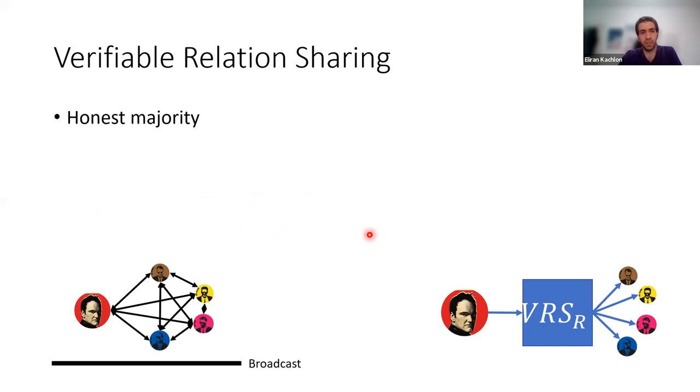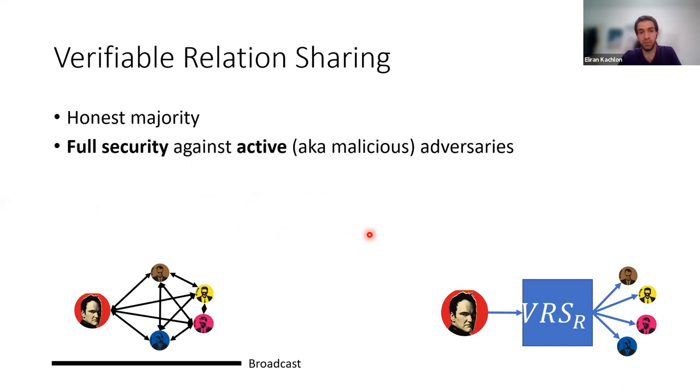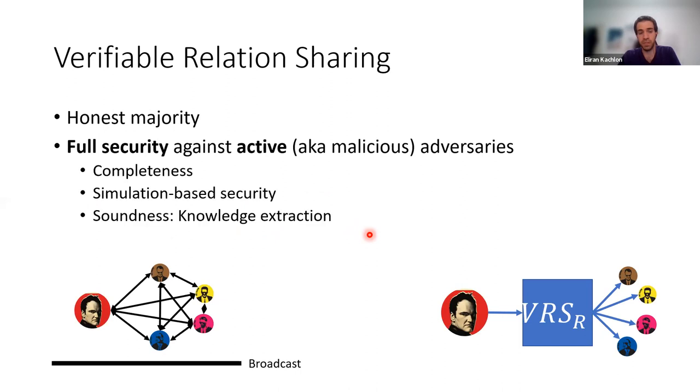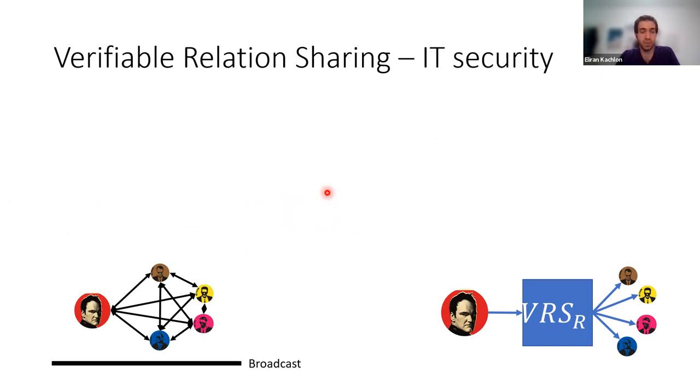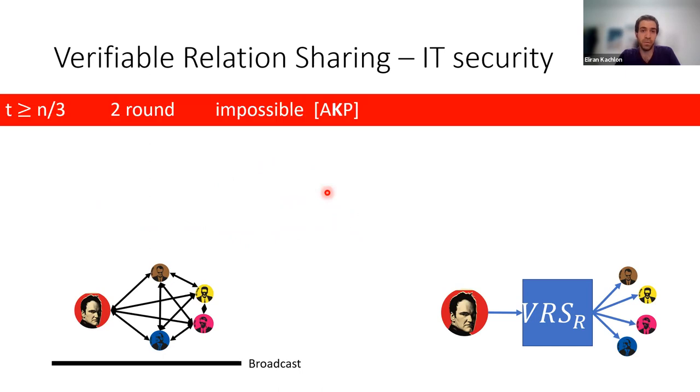And just like before, we are interested in the case of honest majority and we require full security against an active adversary. And again, this implies a strong completeness notion, a simulation-based security, and the soundness of knowledge extraction. And we studied the round complexity of protocols that achieve those guarantees. So let me tell you what is known about the round complexity of VRS. This is a work in progress, again, with Benny and Arpita, in which we show that a two-round VRS with information theoretic security is impossible. Okay, so if we want the two-round protocol, we cannot get it with information theoretic security.